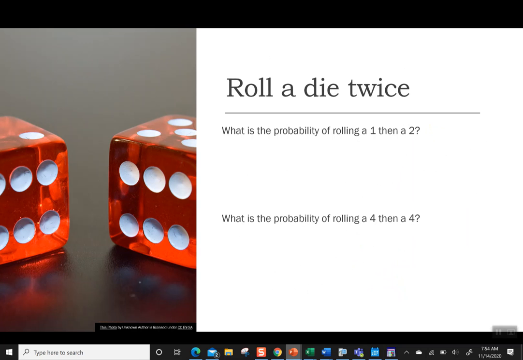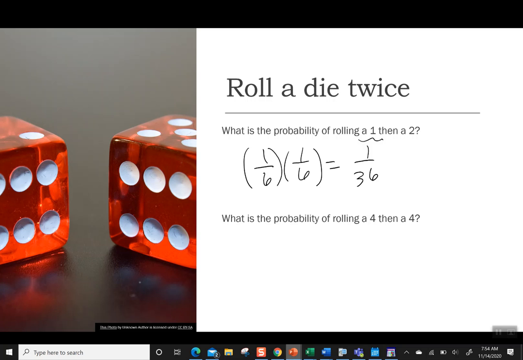Okay. So let's take this farther and let's roll a die. So we're going to roll a die twice. So I'm not going to have 2 dice like my picture. I just have 1 die and I'm going to roll it twice. So let's look at the probability of getting a 1 and then getting a 2. So getting a 1, there's 1 out of 6. And then I roll it again. So I have a 1 out of 6 chance of getting a 2. This is 1 over 36.